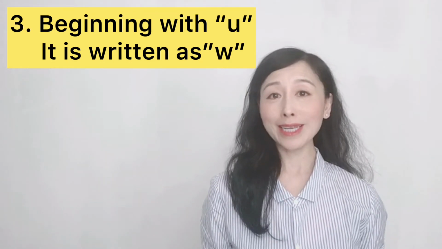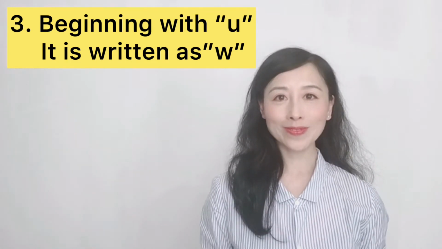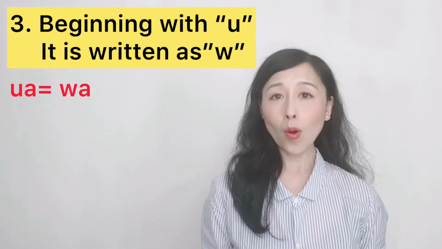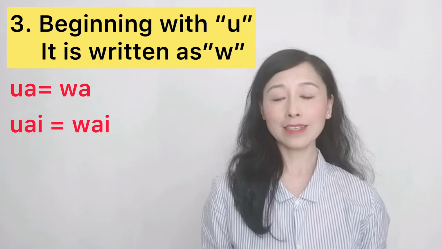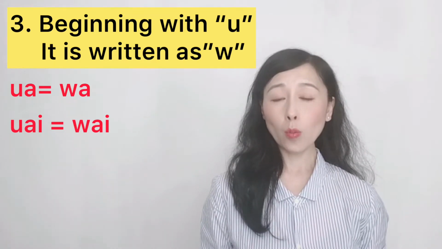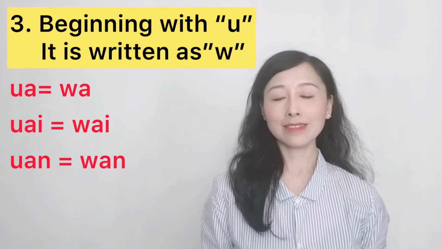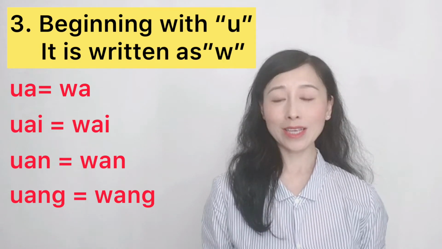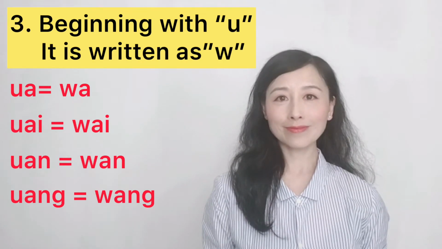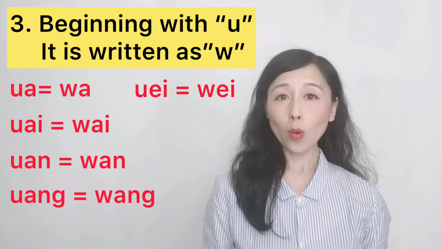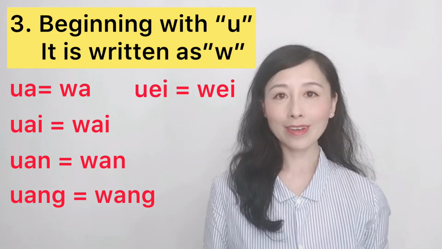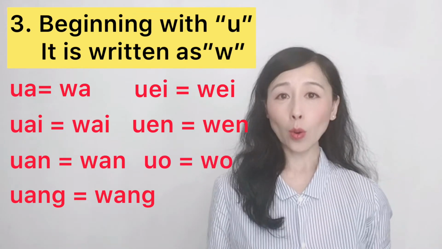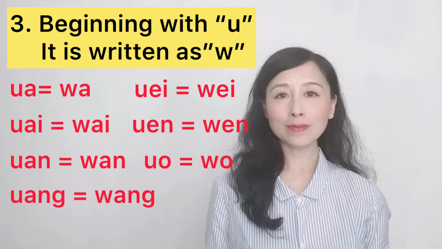The third rule is beginning with u. When u is at the beginning of syllables, it's written as w. For example, ua is wa, uai is wai, uan is wan, uang is wang, ui is wei, un is wen, uo is wo.